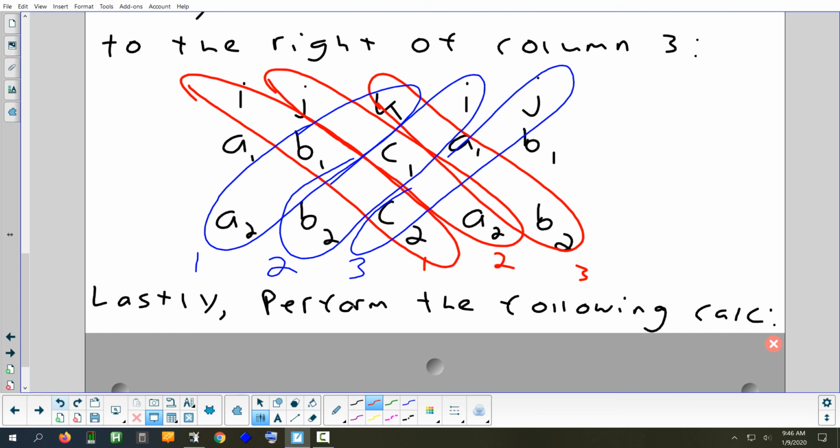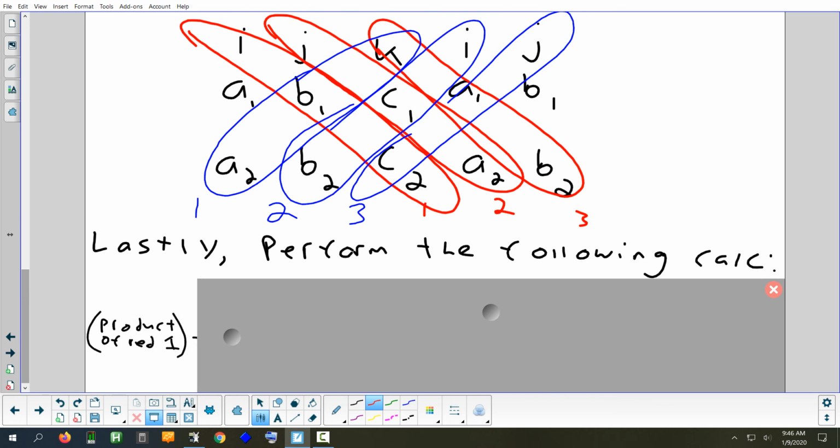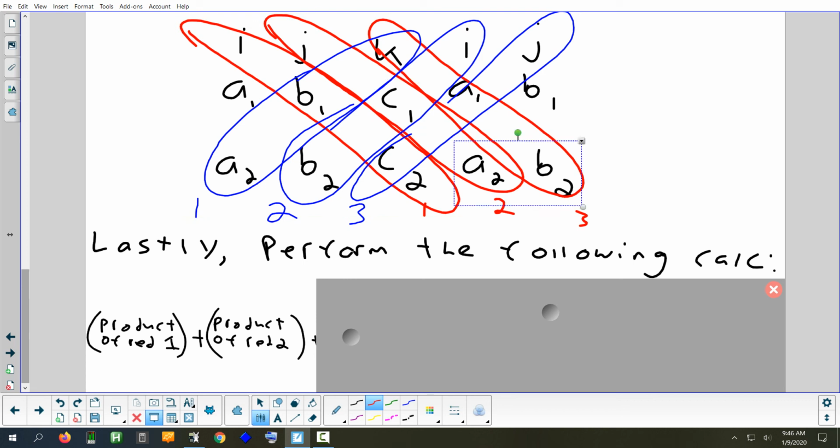Now, those diagonals give you the final answer. So this is how you write the final answer. You're going to take the product of all of these diagonals. Red 1, you're going to take I times B1 times C2. B1 and C2 would be numbers. Pretend they were 1 and 2. I times 1 times 2, that would be 2I. And you're going to do it again. You're going to take the product of J, C1, and A2.